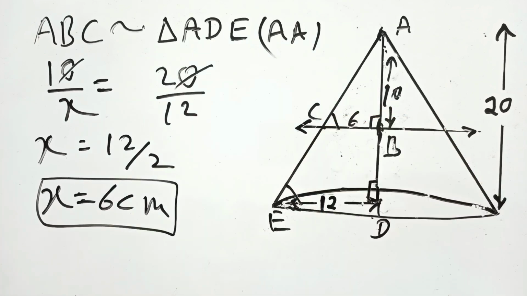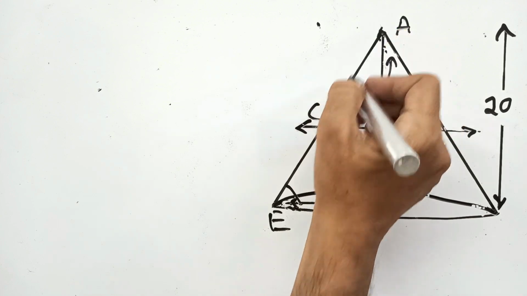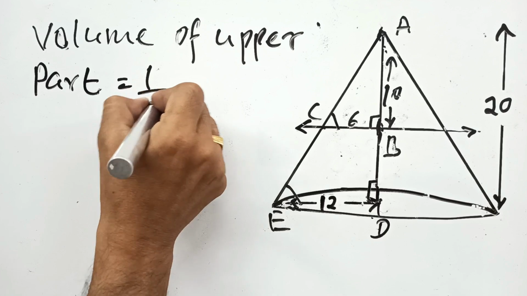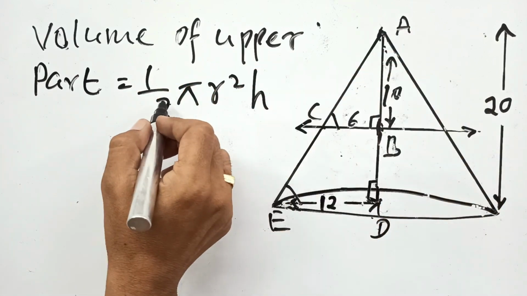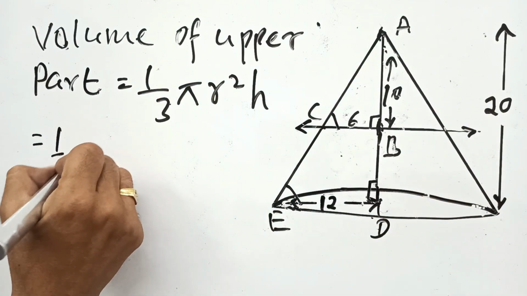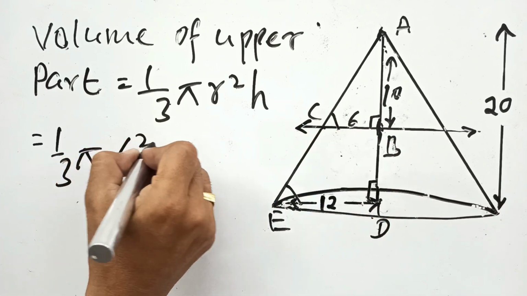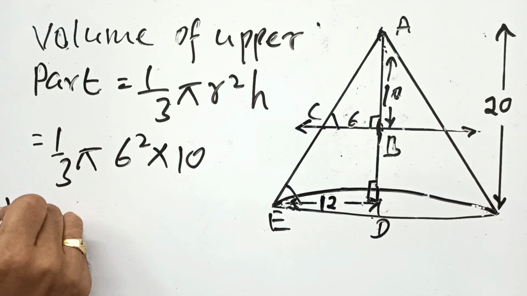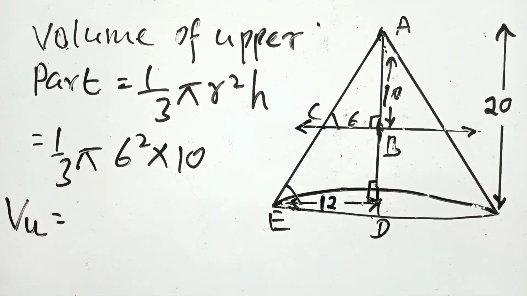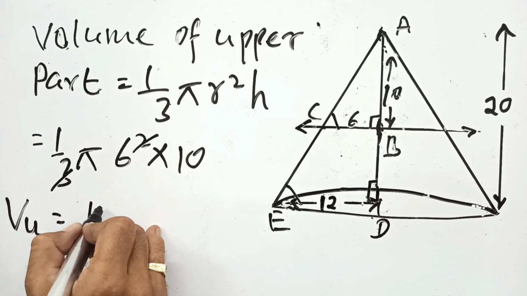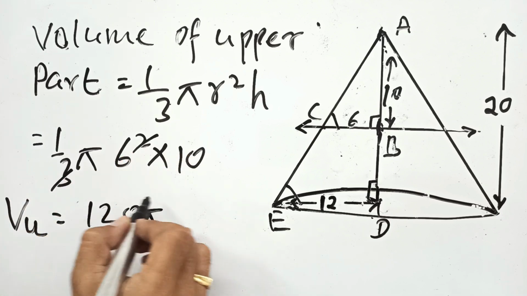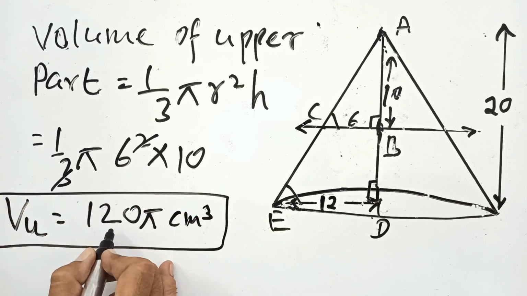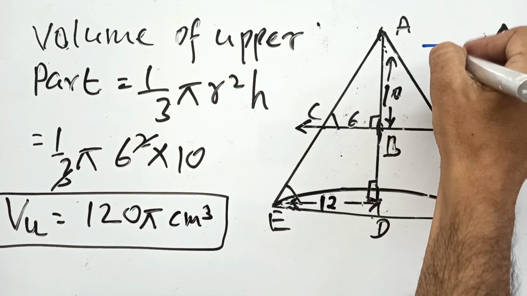Now let us find the volumes. Volume of this upper part, meaning the smaller cone. It is in the form of a cone, 1 upon 3 pi r square h. Radius 6 and height of this cone is 10. So let us denote this upper part by VU. VU means upper part. So this is cancelled. Finally this will come 120 pi centimeter cube. So the volume of the upper part is 120 pi centimeter cube.